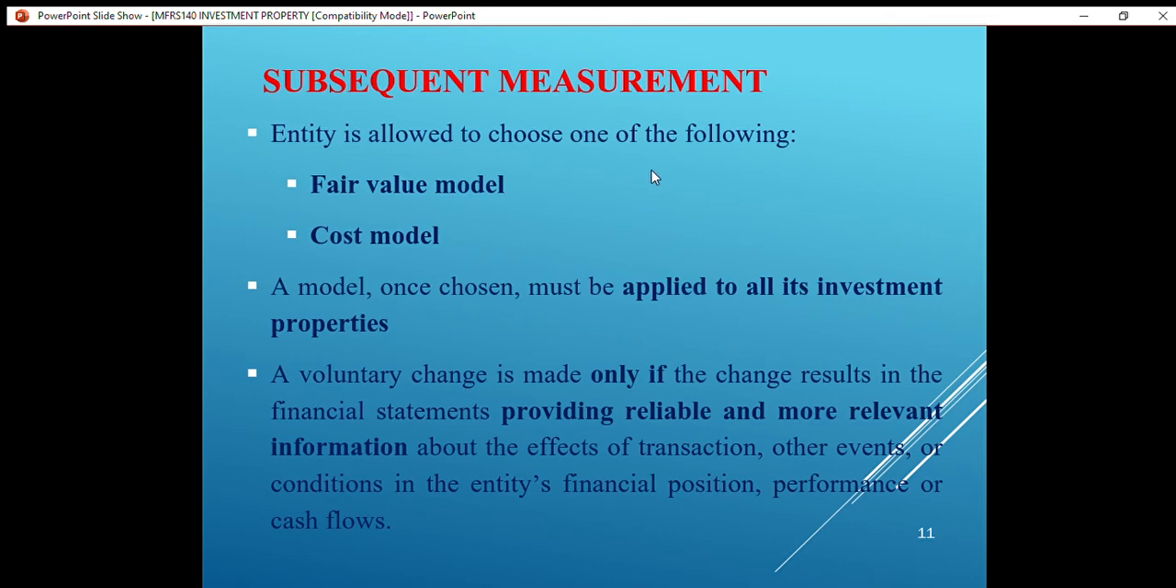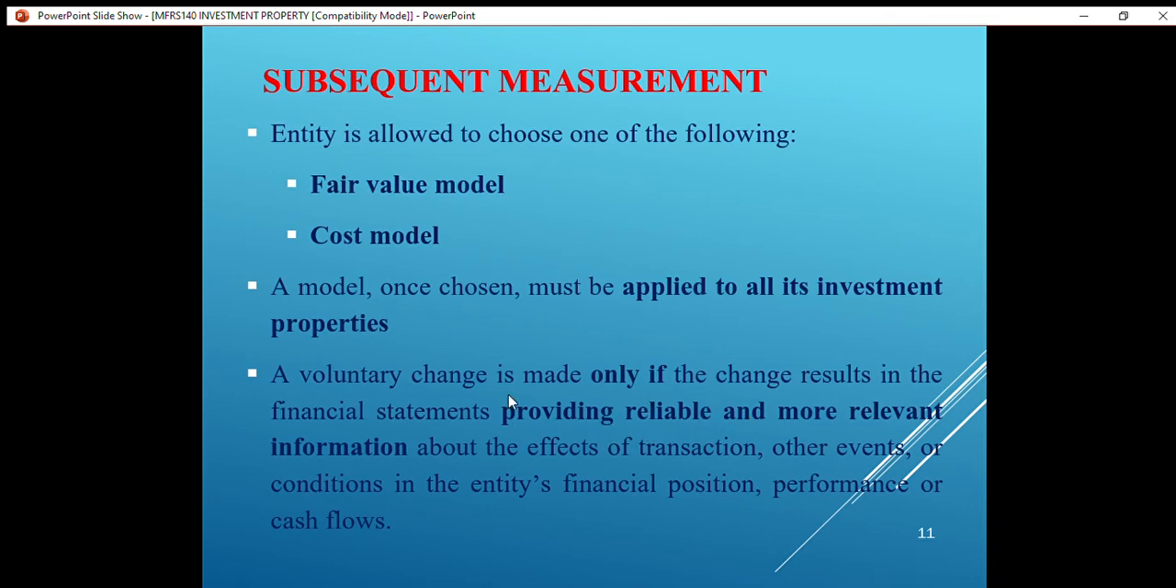For subsequent measurement, the entity is allowed to choose one of the following models. First one is the fair value model, and the second one is the cost model. Once a model has been chosen, it must be applied to all its investment properties. A voluntary change is made only if the change results in financial statements providing reliable and more relevant information about the effects of transactions.